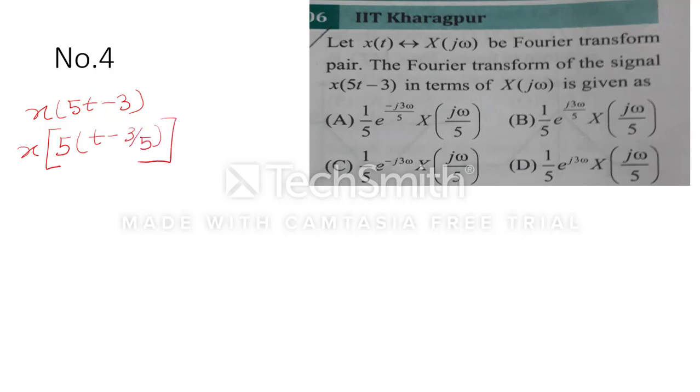First of all we will apply the scaling property. So we will get 1/5, then in the form of omega only, X(jω/5) will come. Now it is time shifting, so it will become e to the power, because for time shifting the same sign will come, minus 3/5 jω. So we can see that A will be the correct option.